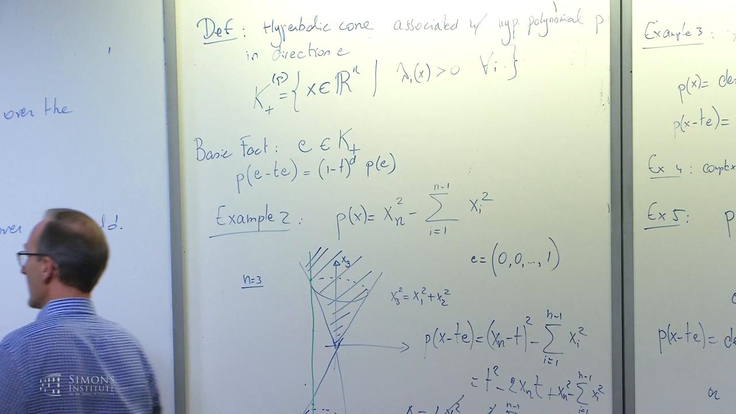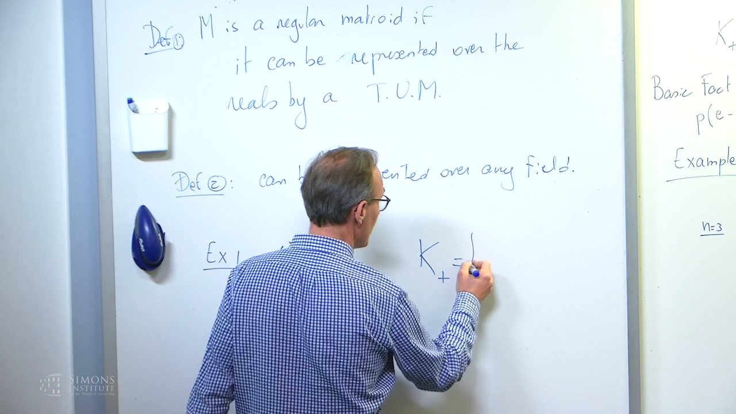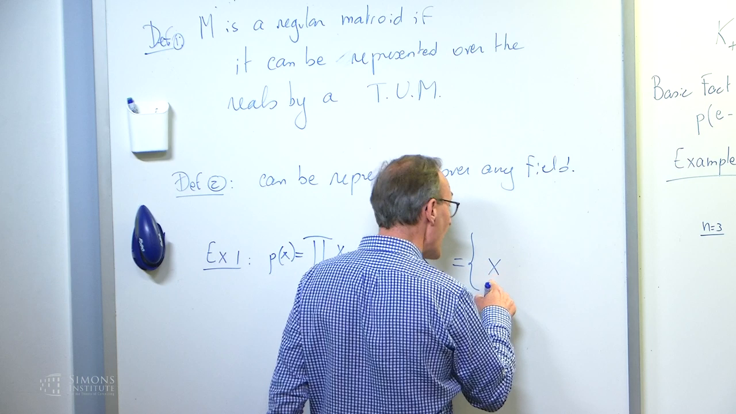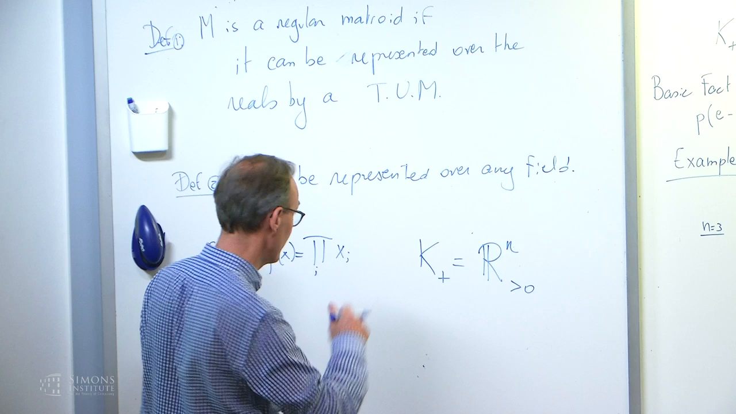Just a quick thing is that in example one, where p of x was the product of the x sub i's, what is my cone? My cone is simply, since the eigenvalues were the x, the x which are strictly positive. So that means that it's on R^n, strictly positive, so the positive orthant.